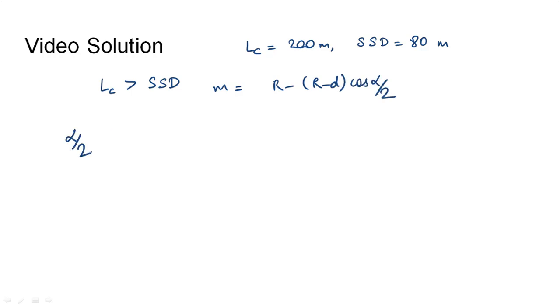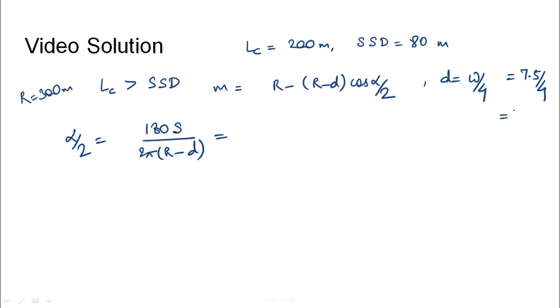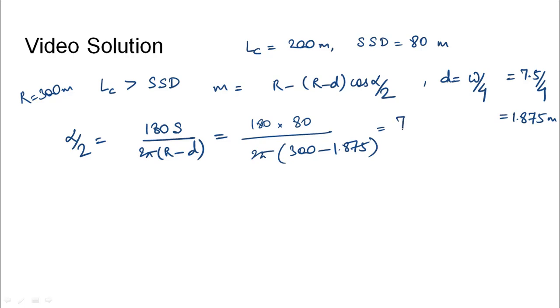So alpha by 2 is given as 180 into sight distance by 2 pi into (R minus d). Here d would be equal to the width of the pavement by 4. So the width of the pavement has been given as 7.5, so 7.5 by 4 would be the value of d. This would become 1.875 meters. So substituting the values here, 180 into sight distance, that is 80, by 2 pi into (300 minus 1.875). So this would turn out to be 7.69 degrees.